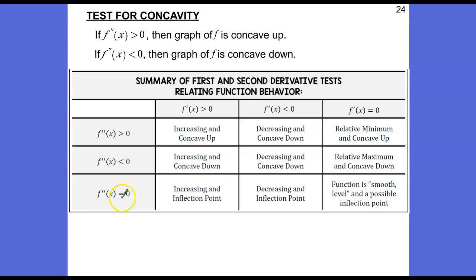And if f double prime equals 0 and f prime is positive, it's increasing at an inflection point. If f prime is negative, it's decreasing at an inflection point. And if both f prime equals 0 and f double prime equals 0, the function is smooth, level, and a possible inflection point.